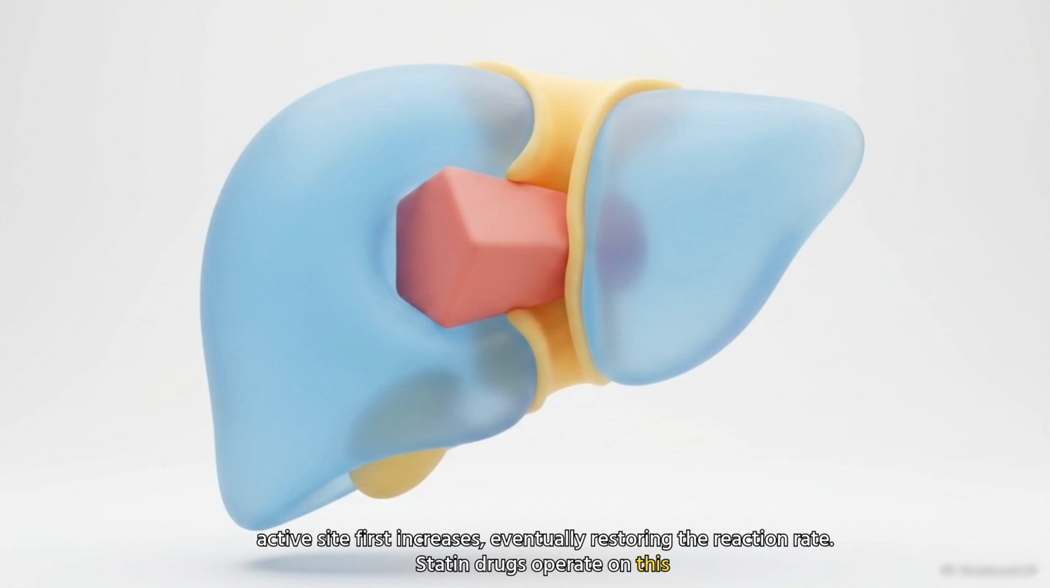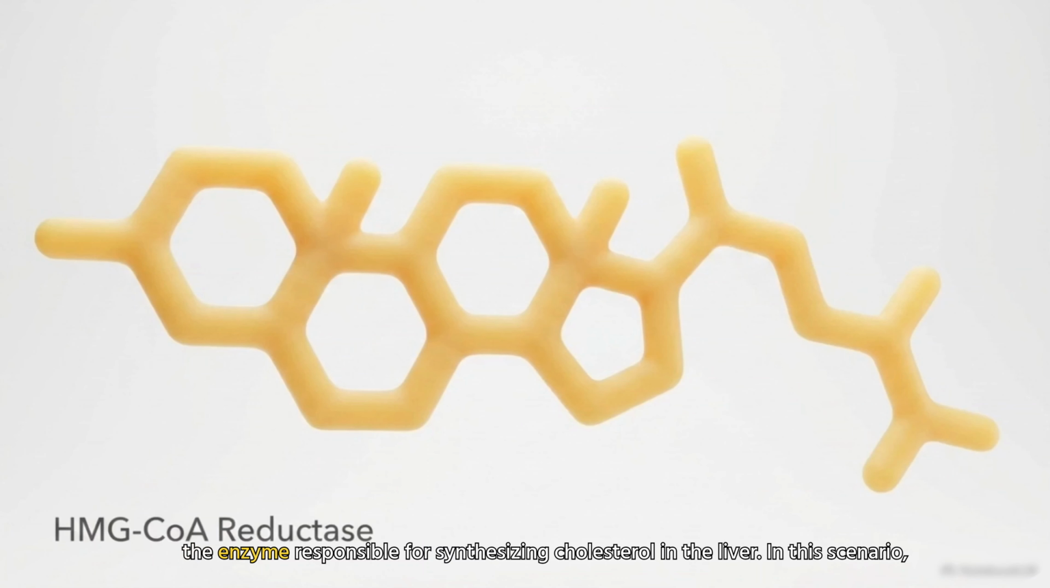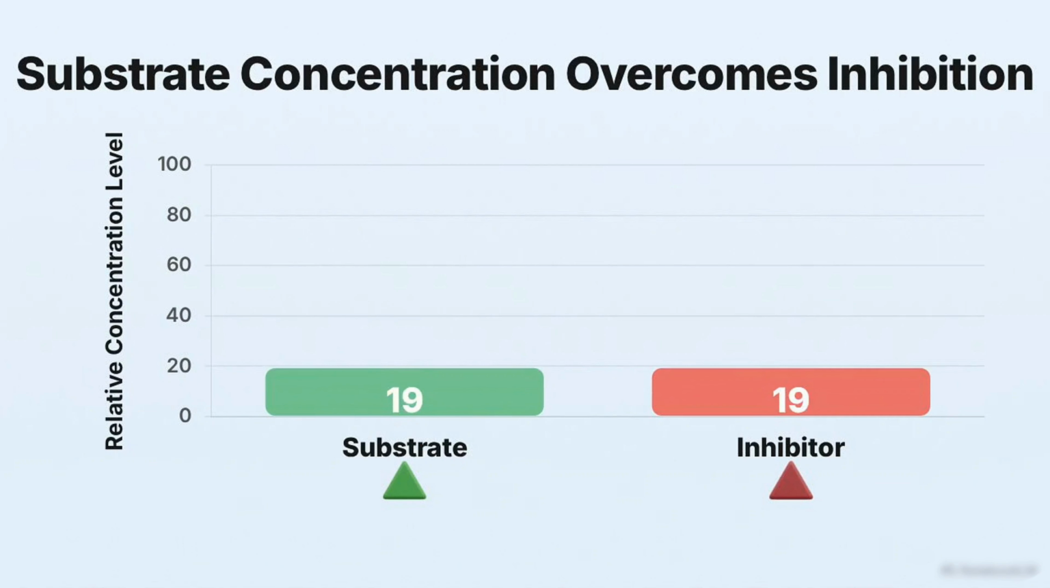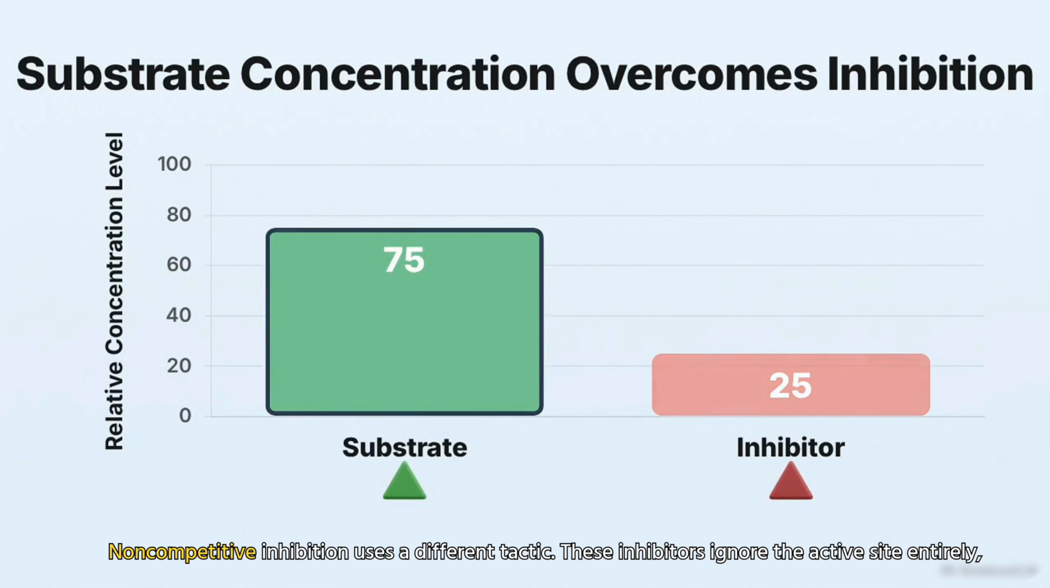Statin drugs operate on this principle. They mimic the natural substrate to competitively block HMG-CoA reductase, the enzyme responsible for synthesizing cholesterol in the liver. In this scenario, the active site is controlled by whichever molecule achieves the highest concentration.